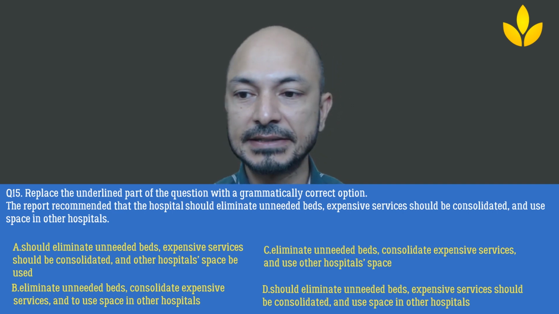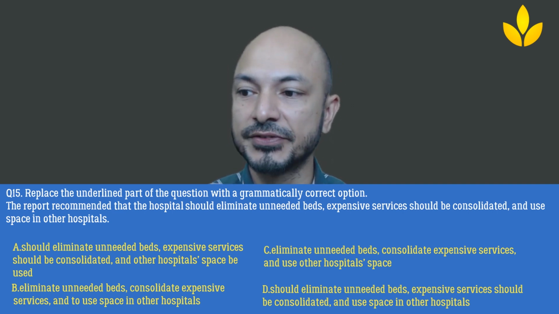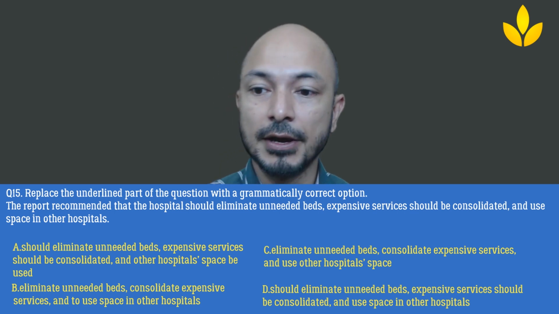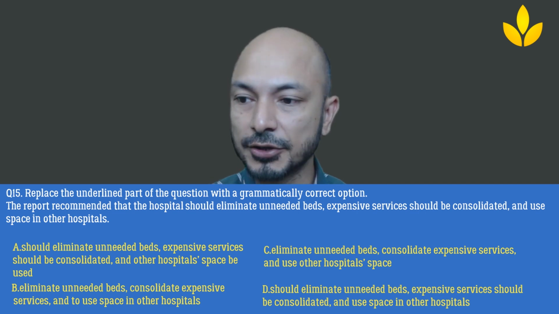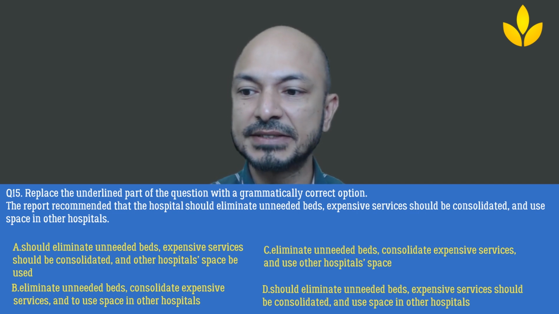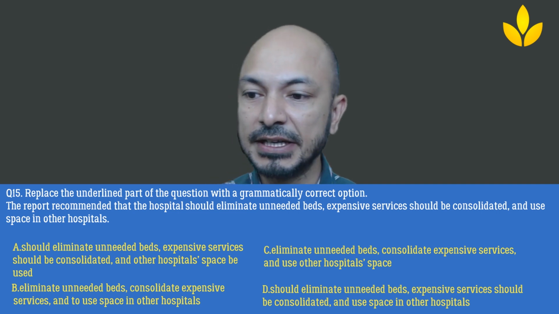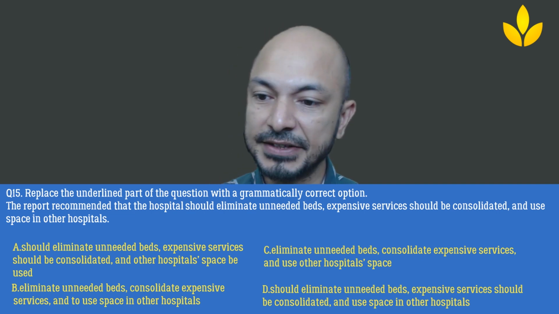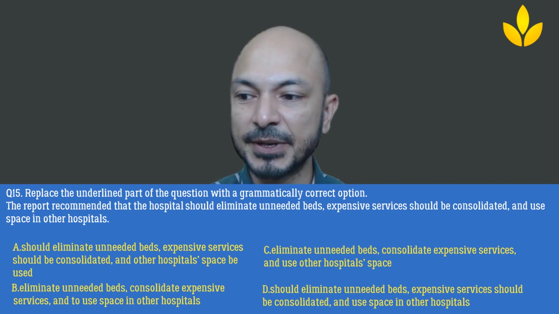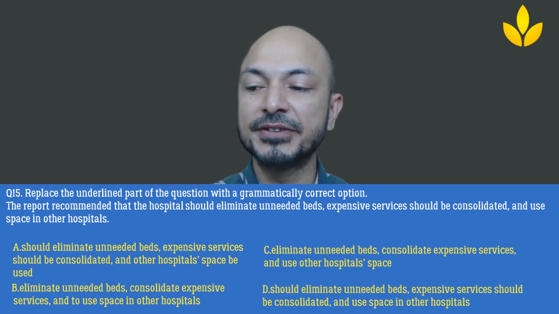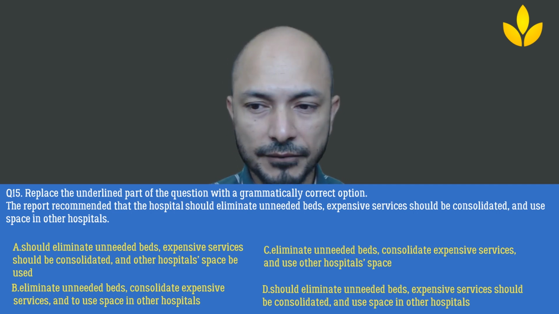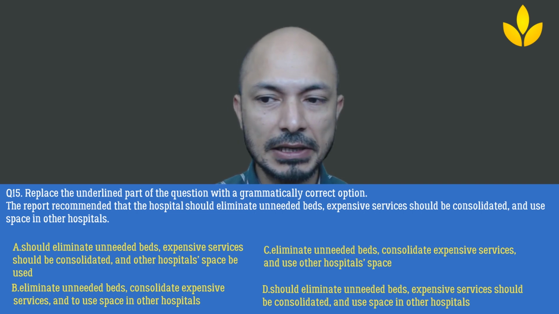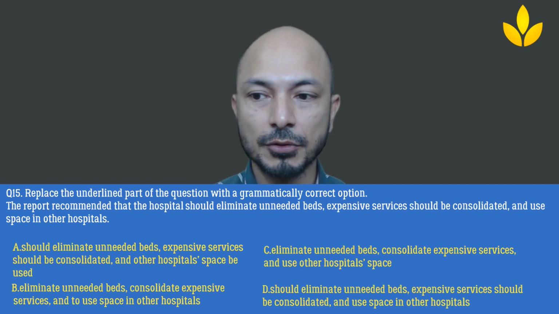Now, option A tells us should eliminate unneeded beds, expensive services should be consolidated, and other hospital space should be used. B says eliminate unneeded beds, consolidate expensive services, and to use space in other hospitals. C says eliminate unneeded beds, consolidate expensive services, and use other hospitals' space. D says should eliminate unneeded beds, expensive services should be consolidated, and use space in other hospitals. So if you take a look at it, most of the options sound very similar, yet there are little differences in all of them. So let's come to the first one.